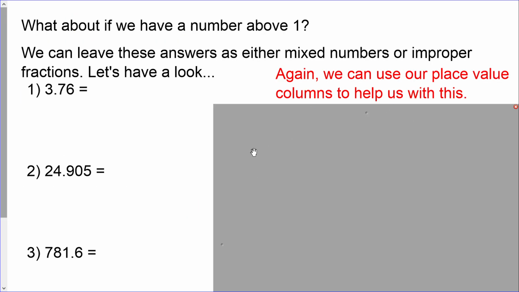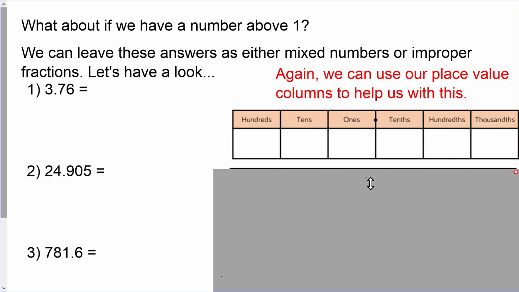Last thing to look at then today before you go into a worksheet for yourselves is what if we have a number that's above 1? And this is where some people struggle a little bit because they think, oh my word, we can do it with 0 point something, but as soon as the number gets above 1, it gets a little bit more tricky. Really, if we continue to use the same method that we've used all along, it is no trickier at all. So let's use our place value chart to help us out here.